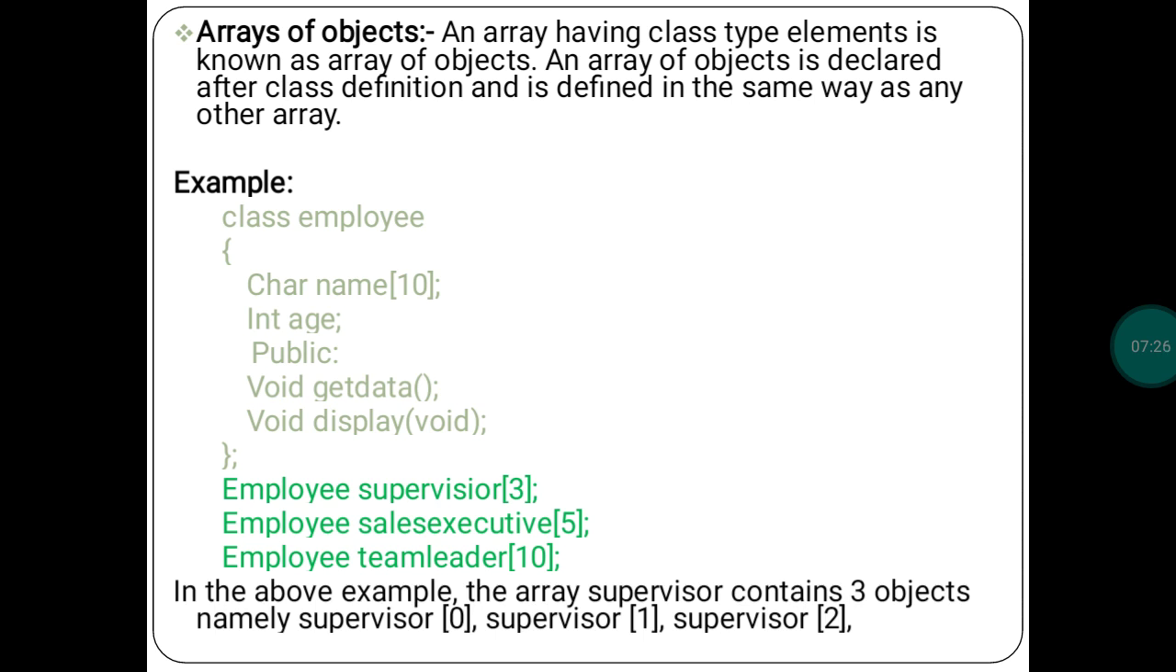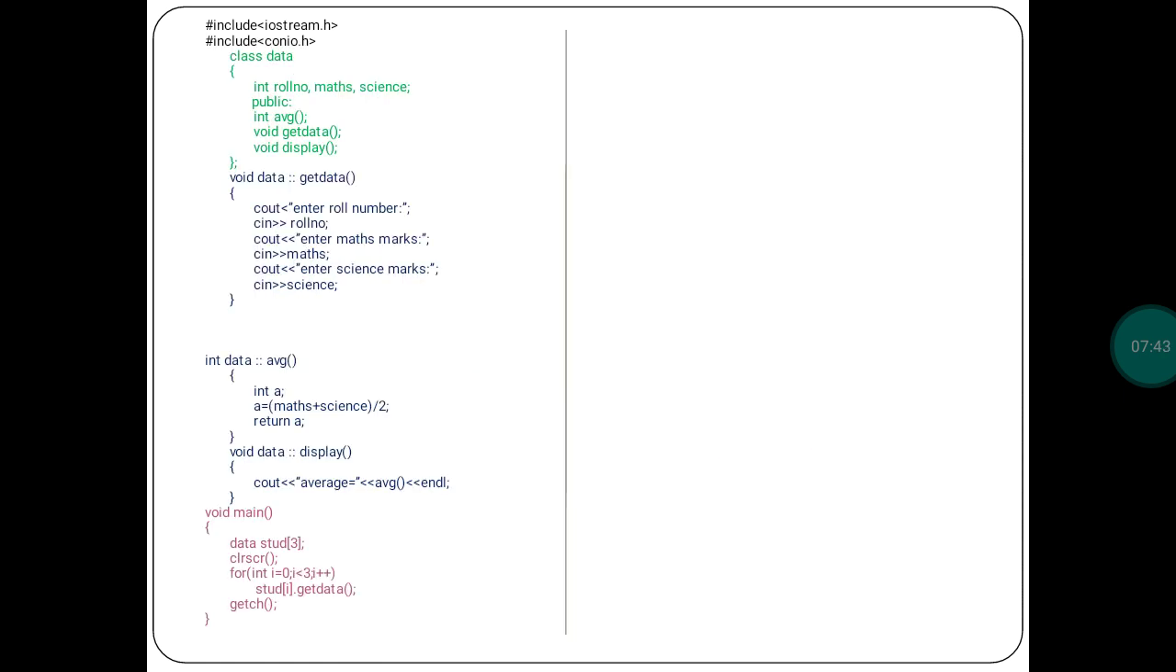See, in the above example, the array supervisor contains 3 objects. The names are supervisor 0, 1, 2, because an array starts from 0. It will start 0, 1 and 2.